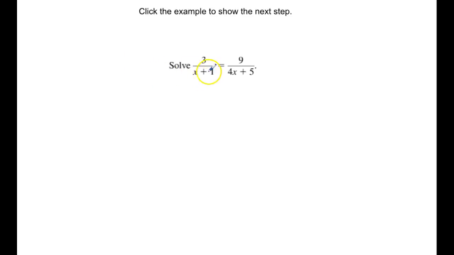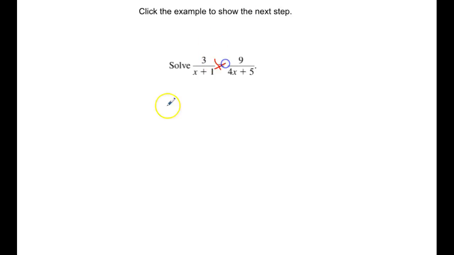So let's look here. I see I've got one rational expression on the left and one rational expression on the right. I don't have more than one on each side, so I can cross multiply. Just like we did with simple fractions before, when I was trying to find a missing piece, I would cross multiply and then solve for my variable. We're going to be doing the same thing here. It's just a little bit more complicated.